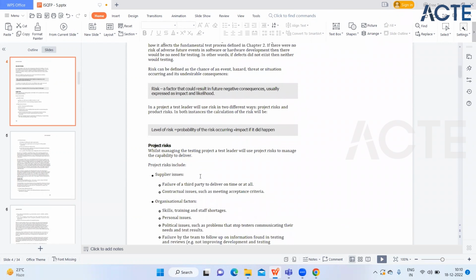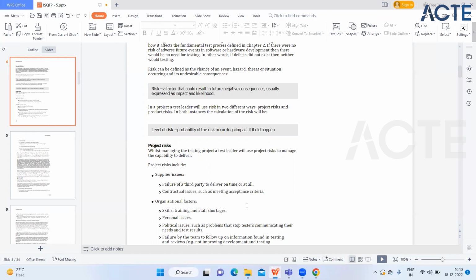Project risks include supplier issues, failure of a third party to deliver on time or at all, and contractual issues such as meeting acceptance criteria. So what can be the risk in the project when we are defining or starting any project, or in between? Maybe we'll get some kind of issues. They are explaining that there may be supplier issues. So what kind of supplier issues? Like failure of a third party to deliver on time or at all.